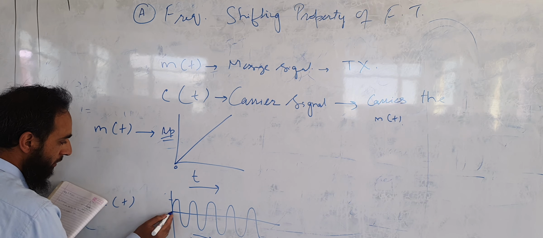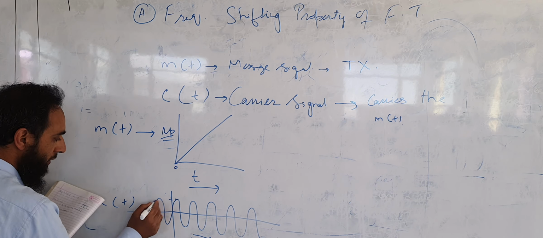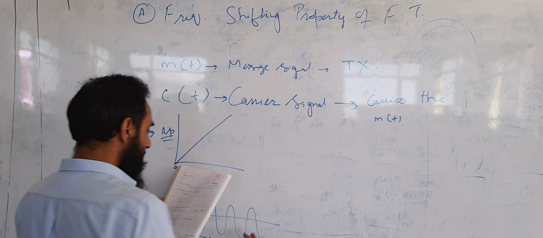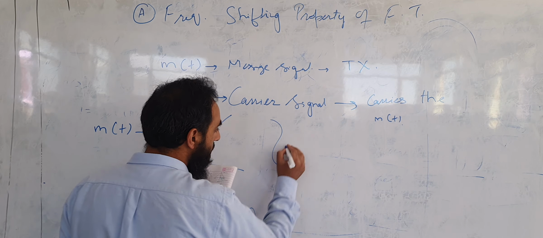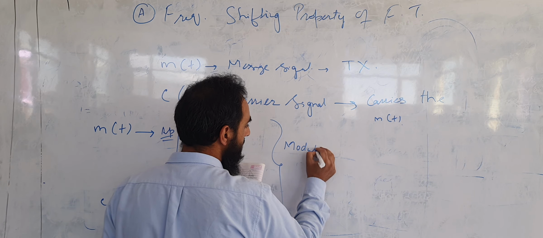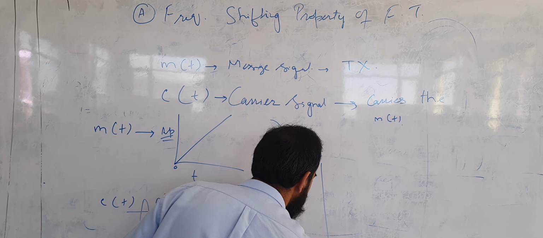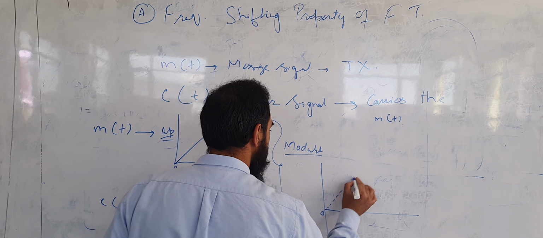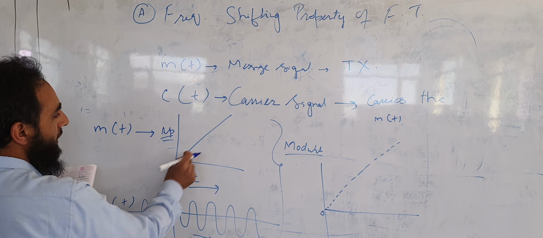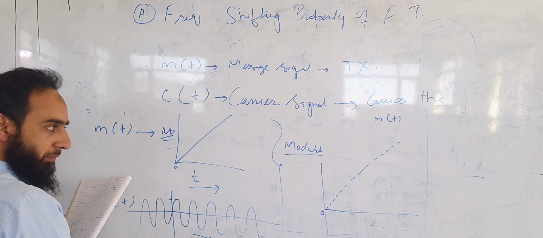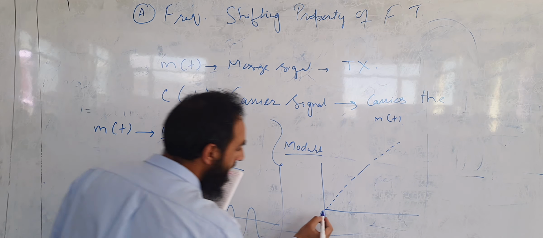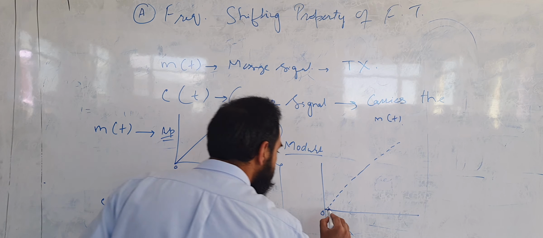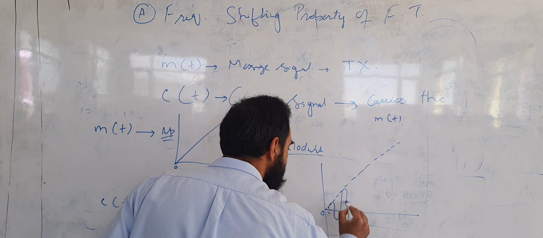I need to extend it to the negative side also so that you understand. So now combining these two signals, the modulated signal will look like something like this. Because of this part, I will have the positive envelope, and I will have a negative envelope also. And the modulated signal will look like something like this.